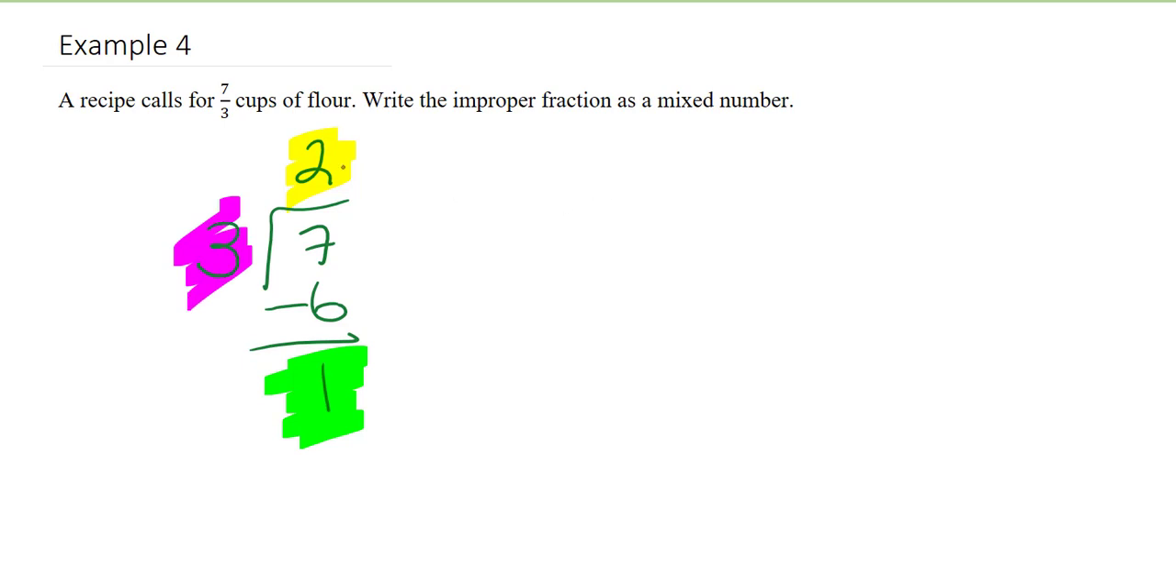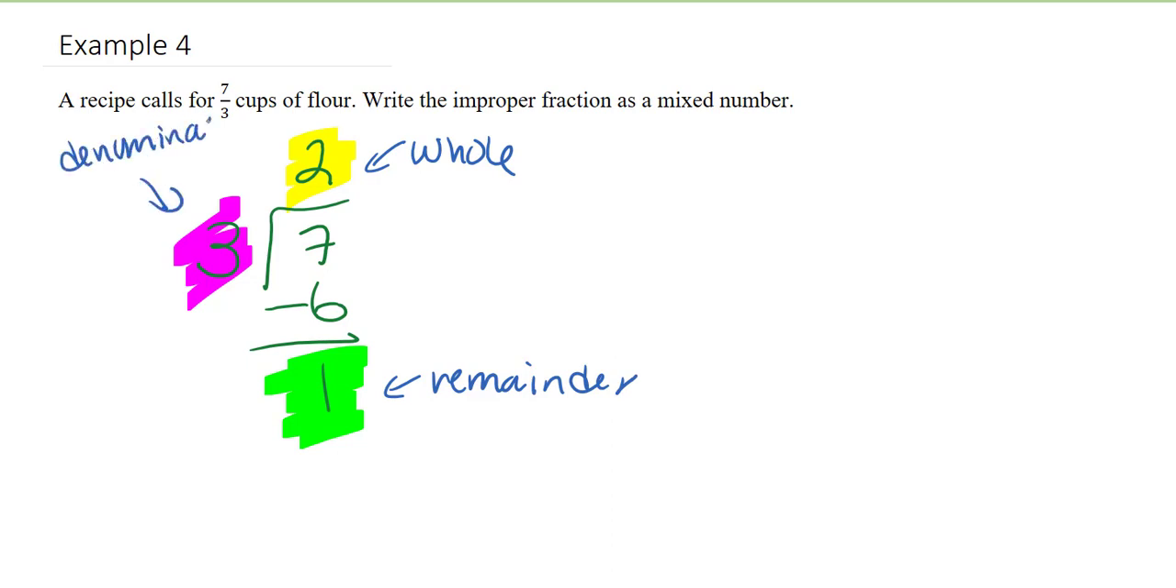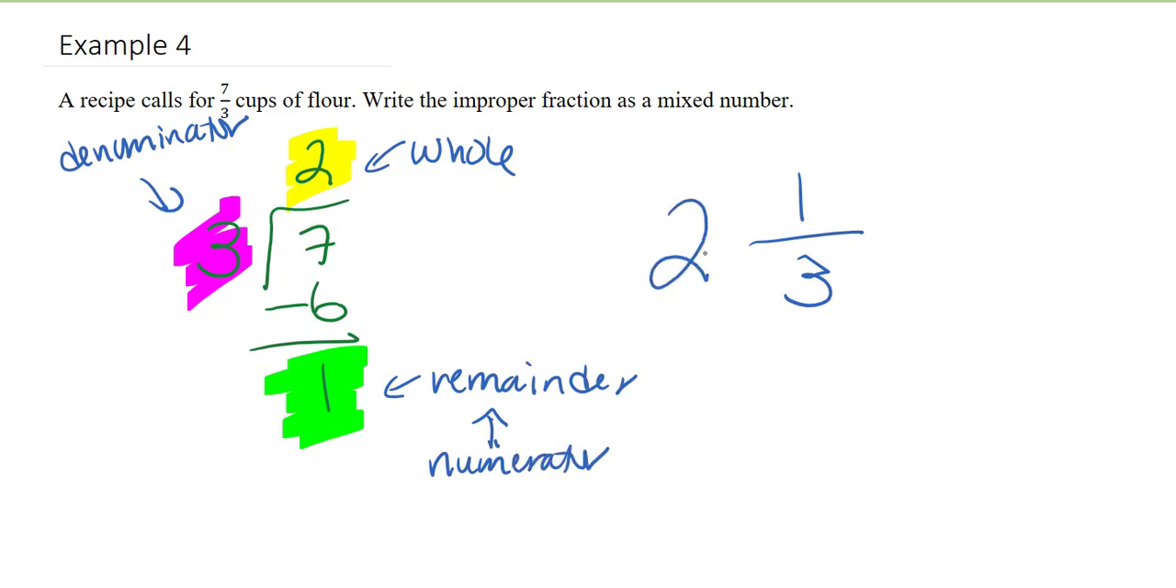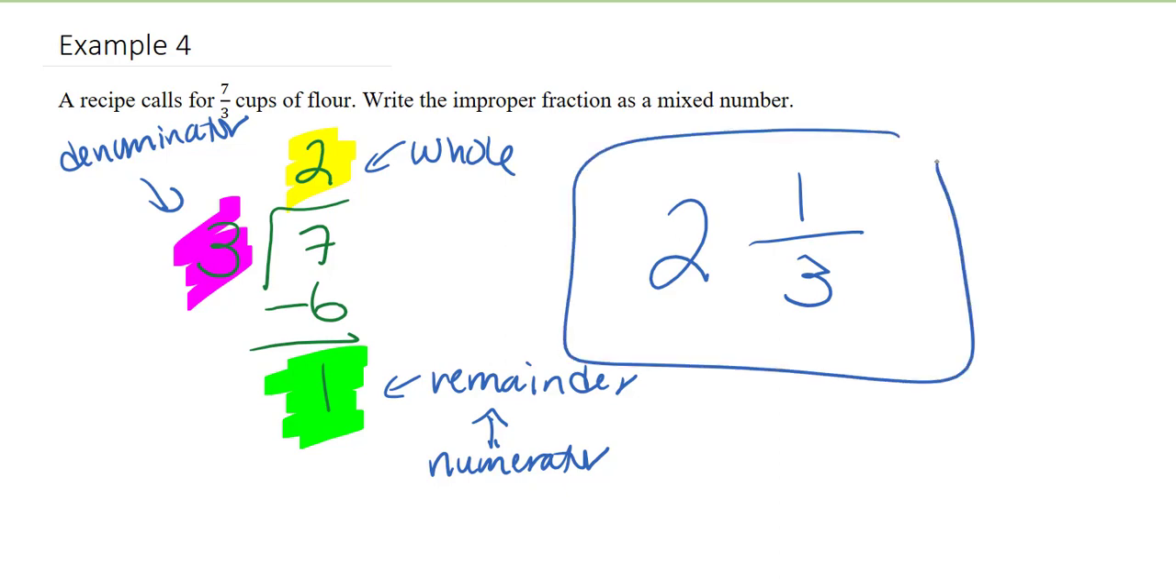So let's go ahead and write that. So this is our whole, remainder, and this is our denominator. Right, so we just kept the same denominator. So that's 3. 1 is the new numerator. So the remainder becomes the numerator. And our whole number is there on top. So we have 2 1/3.